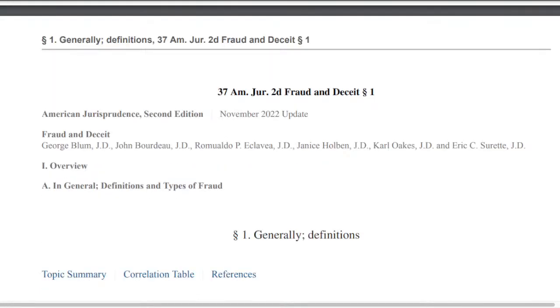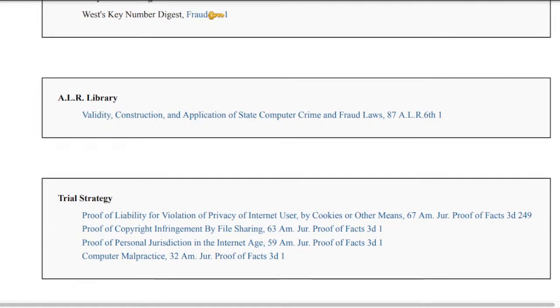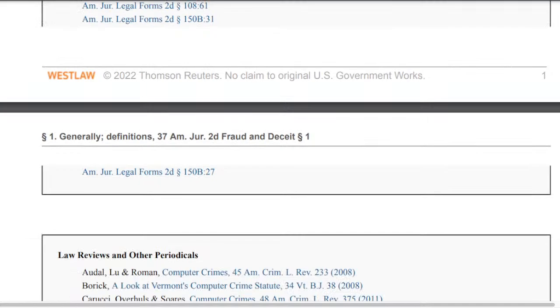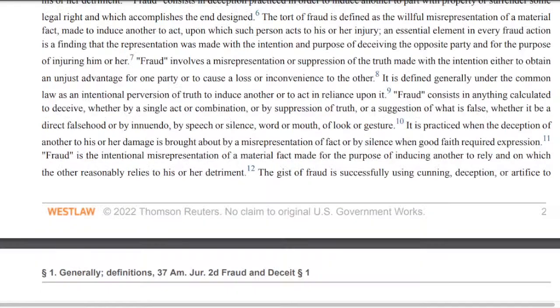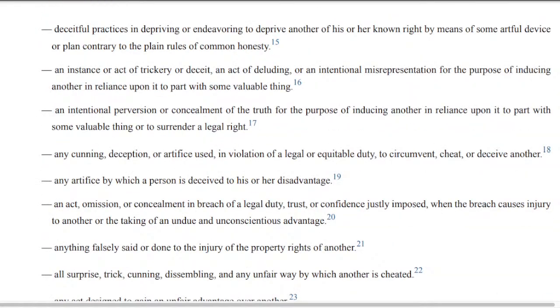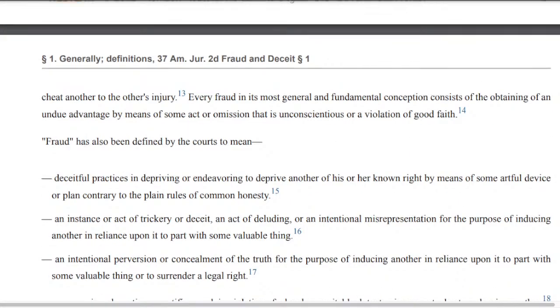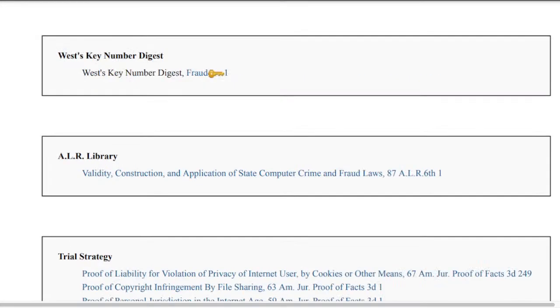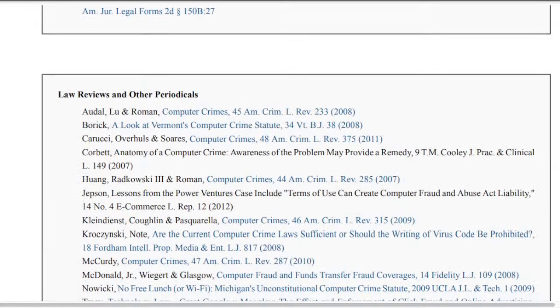So now we're getting into the good stuff here. General definitions. This will be where we start here, the general definitions.